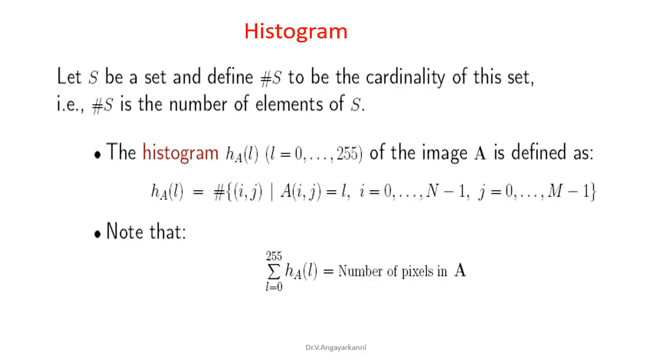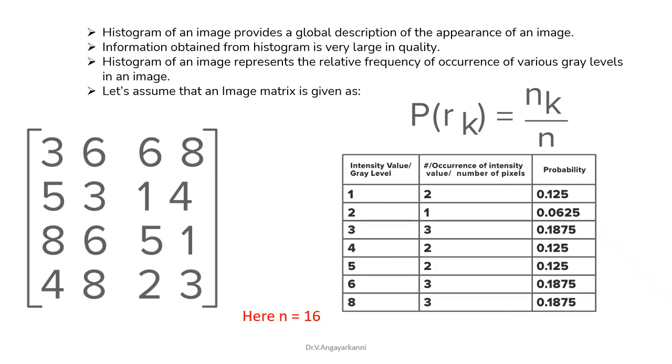The histogram HA of L, where L varies from 0 to 255 of the image A, is defined as HA of L is equal to hash of (i, j), provided that A of i, j is equal to L, i equal to 0 to n minus 1, j equal to 0 to m minus 1. Note that the summation over L equal to 0 to 255 of HA of L is equal to the number of pixels in A. For example, consider an image segment. Here there are 16 elements given, so we can take n is equal to 16.